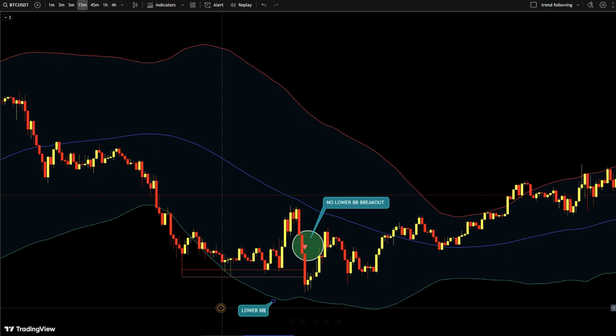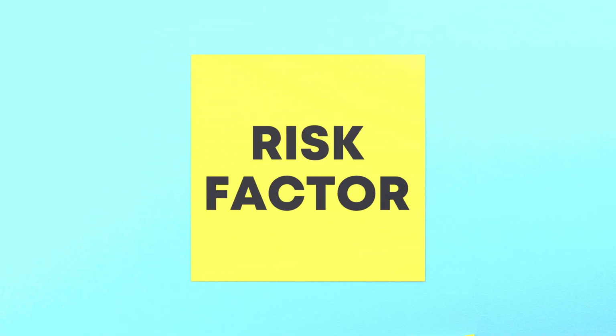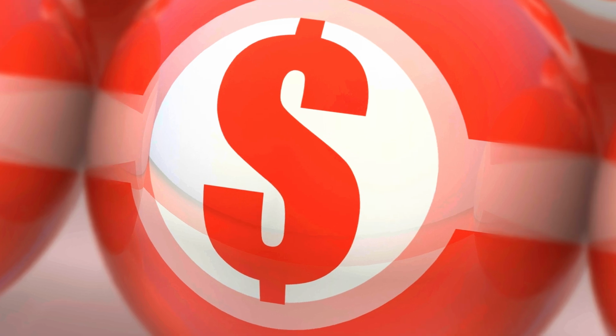Now, these are the trading rules, but honestly, the most important part of trading, even more than the strategy itself, is risk management. It's how you protect your money and stay in the game long term.